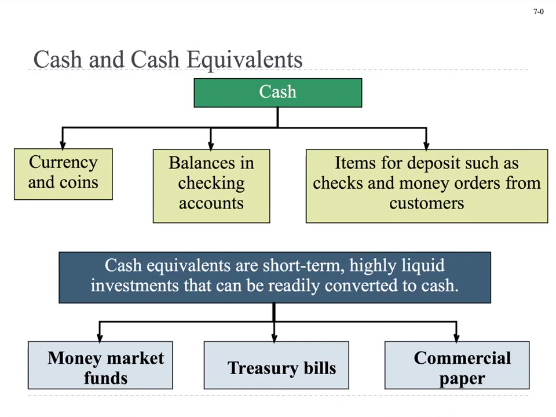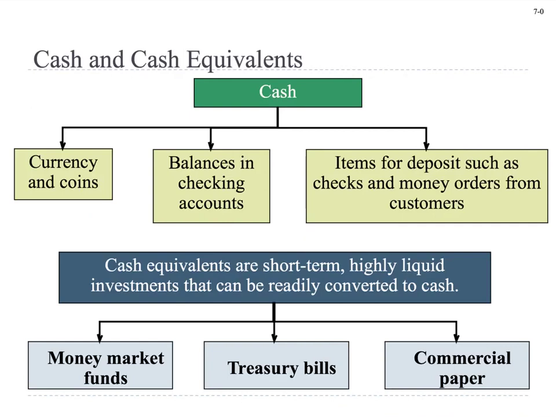So obviously you have your currency in cash, so your dollars and coins, balances in the checking account that is included in the bank statement. That would be included in your cash balance, and items for deposits such as checks and money orders from customers. So these things right here are really what you normally think about as a cash balance.